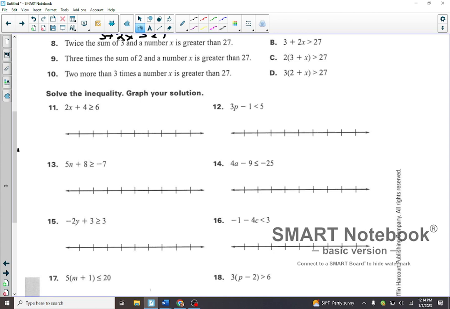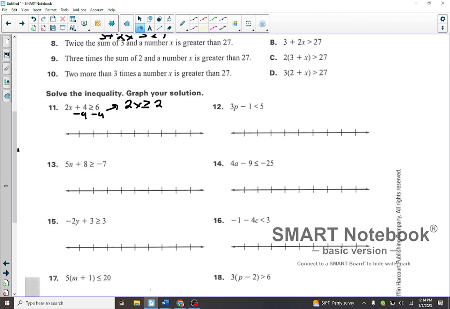Next one. These are solving the steps. Remember, do whatever you need to do to get x by itself. In this one, 2x plus 4 is greater than or equal to 6. Minus 4, minus 4. Would we get the same result if we just switched the greater than or equal to sign to equal and then at the end we add it in? You could do that, absolutely. Just make sure you don't forget to flip it if you divide or multiply by a negative.